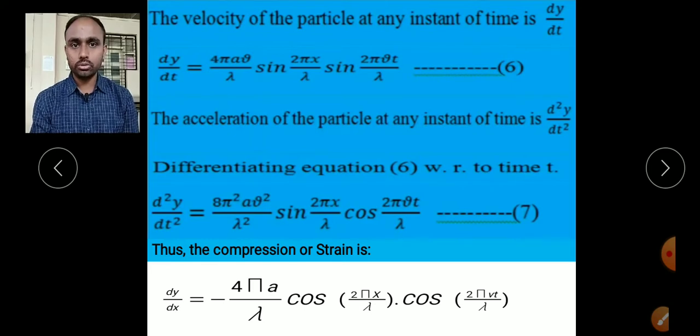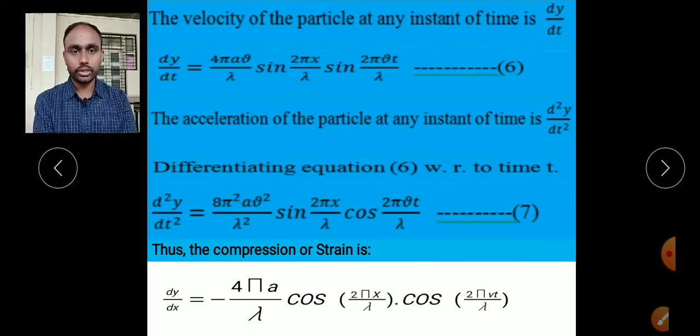Already 4 pi aV by lambda was there, and again multiplied by 2 pi V by lambda. So, 4 into 2 is 8, pi into pi is pi square, A as it is, V into V is V square, in the denominator lambda into lambda square, sin 2 pi x by lambda as it is, and the derivative of sine is cos, so cos 2 pi Vt by lambda. This is the acceleration of the particle, right. Okay, equation number 7, d2y by dt square, that is particle acceleration.